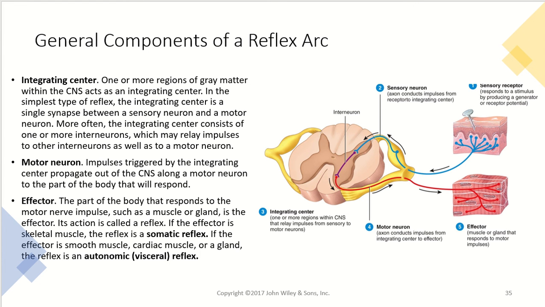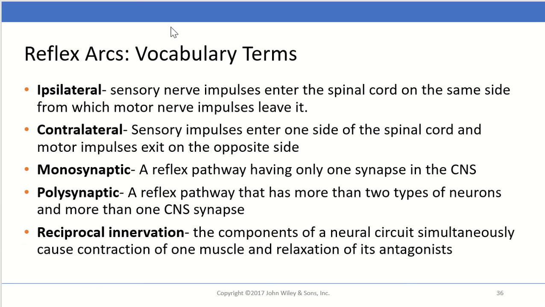So if the effector is a skeletal muscle, the reflex will be a somatic reflex. And if the effector is some sort of smooth muscle, cardiac muscle, or some sort of gland, then the reflex is an autonomic or a visceral reflex. So now, before we get into these individual reflex arcs, we need to discuss some vocabulary terms.